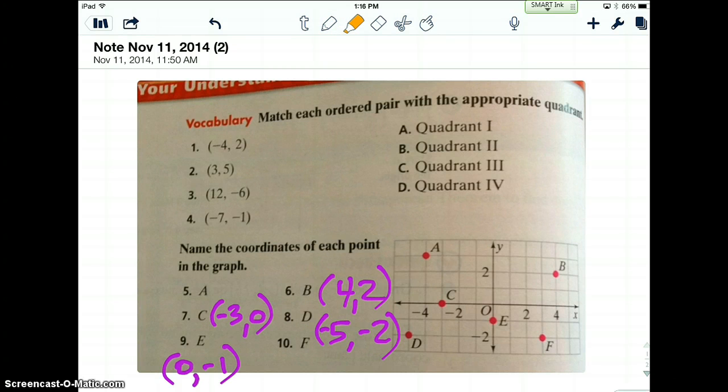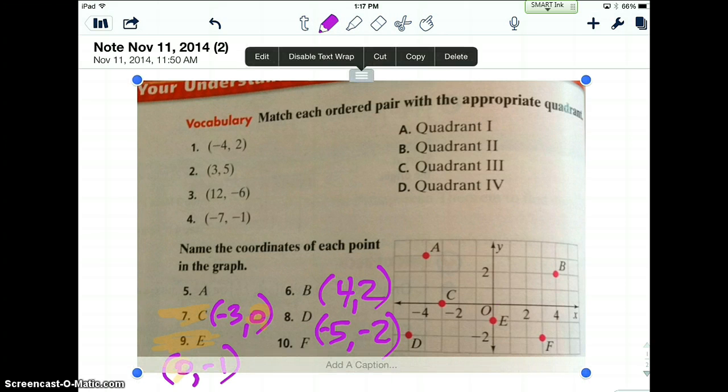The two more difficult ones are going to be number 7 and number 9, just because you have 0 spots. And to get to C, we'd go negative 3 on the X, that's why that's a negative 3, and up nothing. Whereas in number 9, for point E, we went where on the X? Well, we didn't go anywhere. We just went down, so that's why it's 0, negative 1.